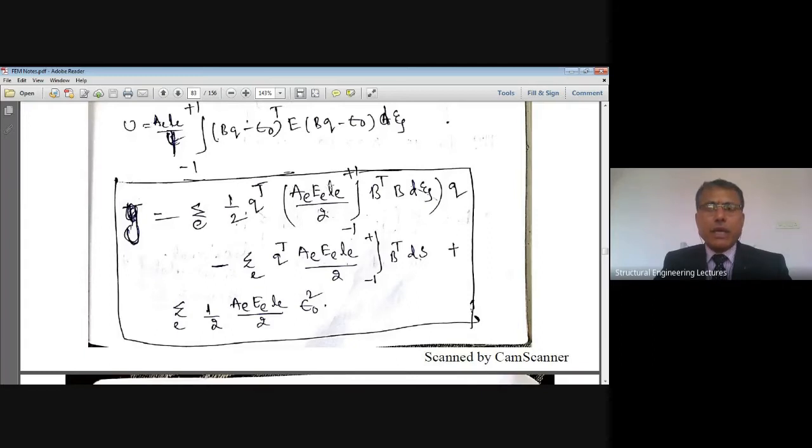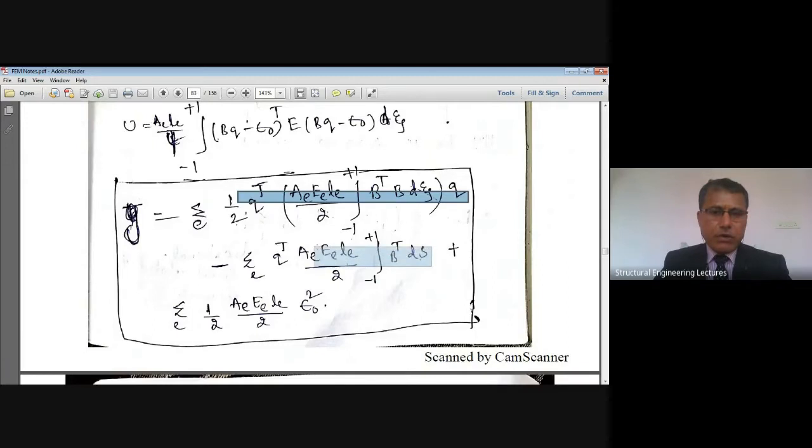Actually, A multiplied by L is volume multiplied by L divided by 2, integration from minus 1 to plus 1 of B transpose dxi multiplied by Q. One term. Similarly, the summation of all such elements Q transpose A E L divided by 2, integration over minus 1 to plus 1 of B transpose ds. These are representing that of the volume forces.